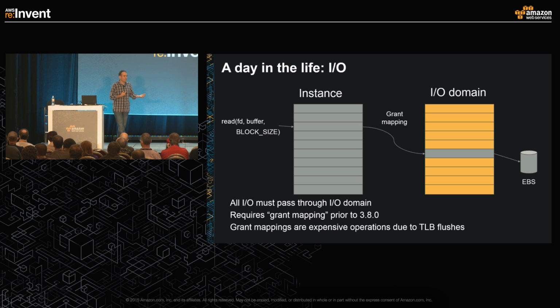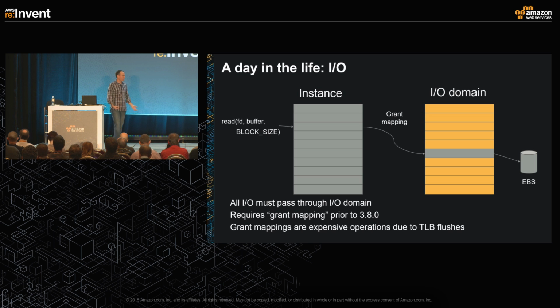And so the kernel knows that it's not talking to a real block device underneath. It's talking to virtualized storage. And so it contacts an I/O domain. Now, for every EC2 instance, it has a communication path with an I/O domain. And that I/O domain has all the software that directly accesses the EBS volume. The problem is that I/O domain doesn't have access to your instance's memory. And so the instance has to alert the I/O domain and say, I'm going to grant you permission to this piece of memory. And that process is called a grant mapping.